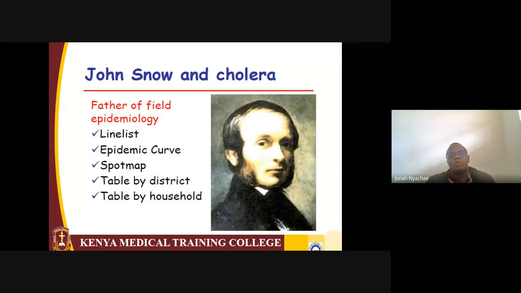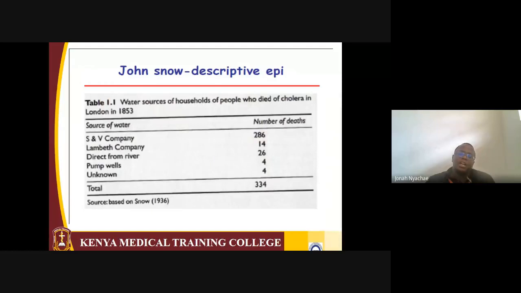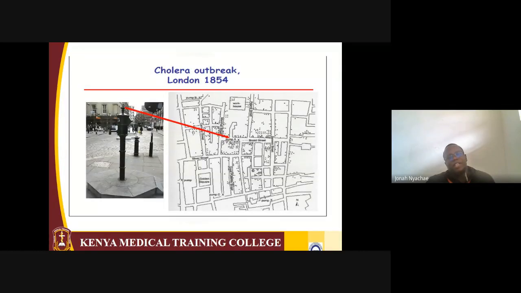We also have a person called John Snow and cholera. John Snow is referred to as the father of the field of epidemiology. The story of John Snow is actually the more significant one in this course of epidemiology. The other ones we are just borrowing, but they contributed in one way or the other to epidemiology. I can just tell you a little story about him. John Snow lived in London in about 1854.